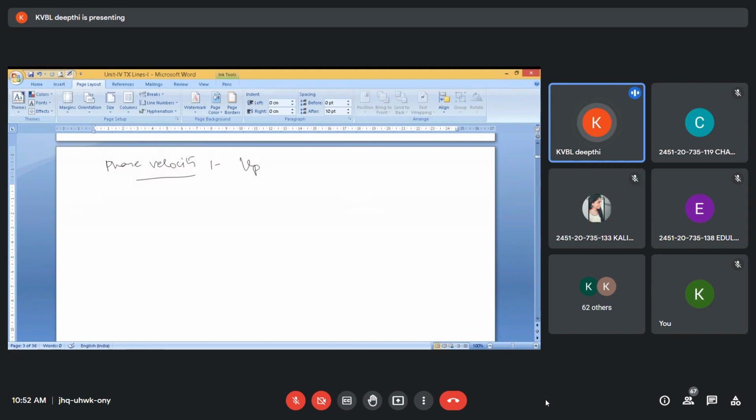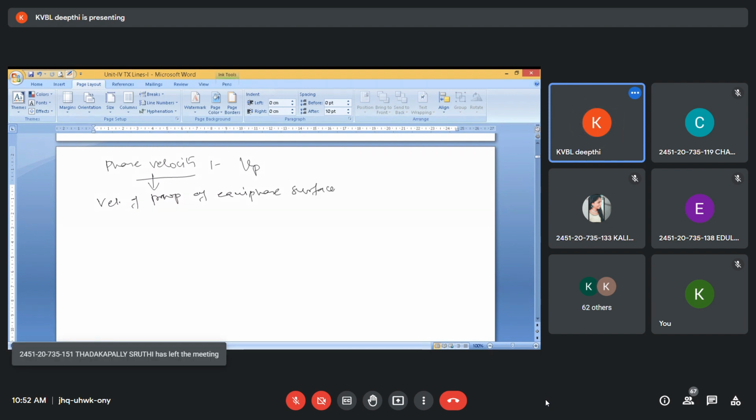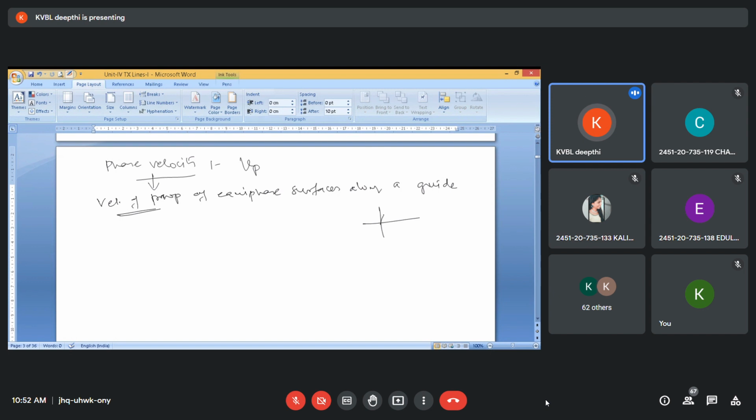Right. So the next one we have is called the phase velocity. How do we define phase velocity generally? It is the velocity of propagation. How do we define this one? Velocity of propagation of equiphase surfaces along the guide. This is the definition of phase velocity. Or we will even call it the velocity of propagation.